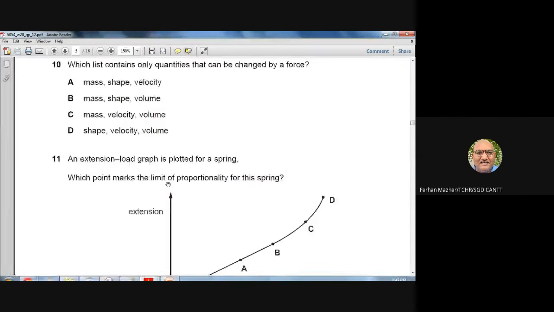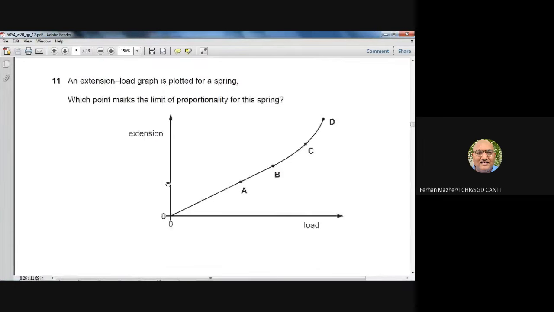Okay. So next question on your screen. An extension load graph is plotted for a spring. Which point marks the limit of proportionality for this spring? So you see, this is an extension and load graph. If the extension and load graph is a straight line, it means that the extension and load are directly proportional. If the graph becomes curved, it means that the extension and the load are no more directly proportional to each other.